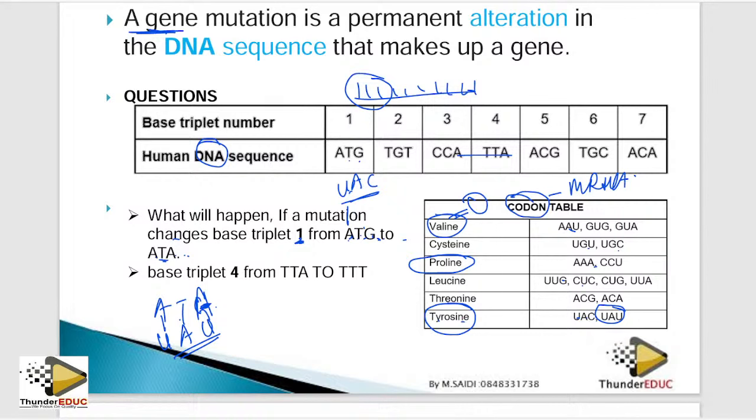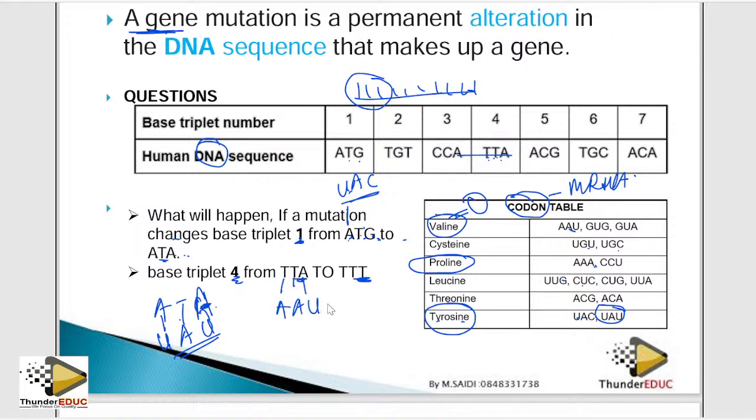All right, let's continue to the next question. Now, what happens if base triplet number four, TTA, changes to TTT? So we have to find out: T goes with A, T goes with A, and A goes with U, because this is messenger RNA. For the changed one, T goes with A, T goes with A, and T goes with A. So I'm going to look for AAU, which is valine. And AAA is proline.